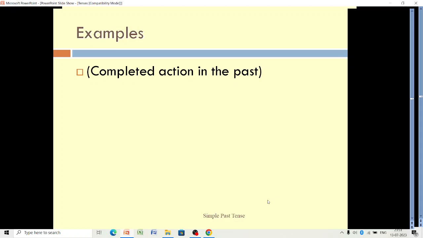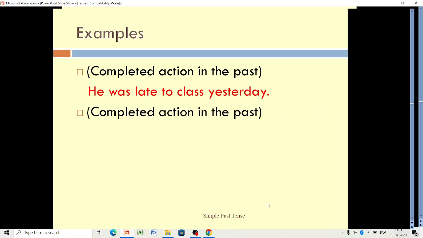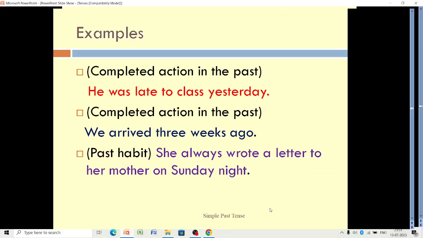Completed action in the past. He was late to class yesterday. He used to come to class late. So, completed action in the past. We arrived 3 weeks ago. Past habit. She always wrote a letter to her mother on Sunday night. That was her habit. So past habit was expressed through simple past.